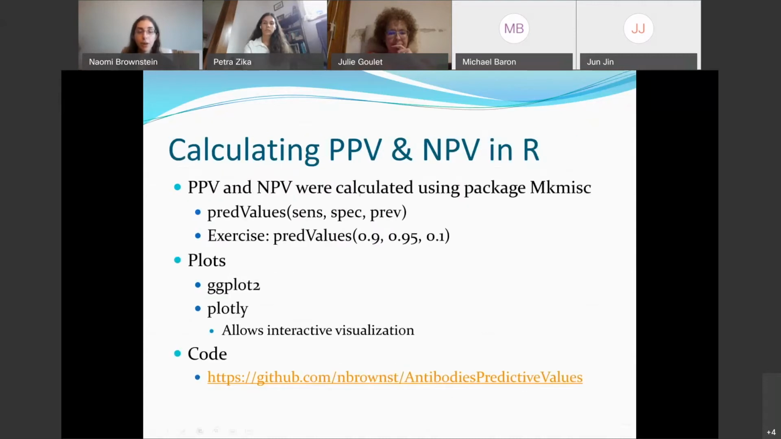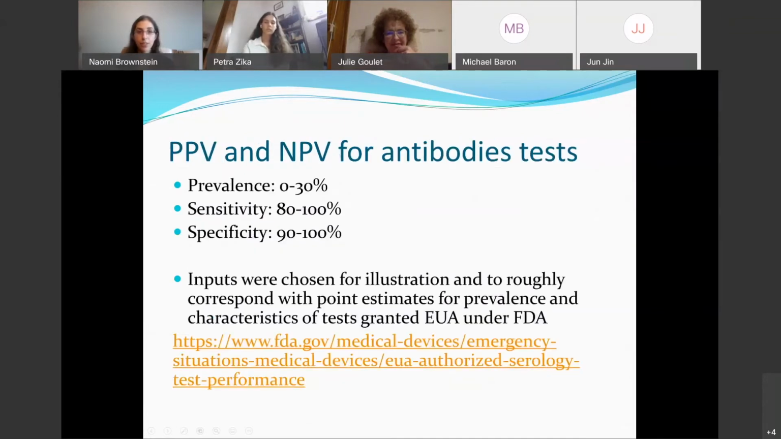Those formulas are also available in a package in R called MKmisc, which has a function called predValues, so you can use those formulas. And then I plug those into ggplot for each test and Plotly, which gave an overall picture. Our code is available on GitHub, so you can follow along and see these, and also play around with the plot. So I'm going to show what some of these look like in general, then we'll go over the specific tests.